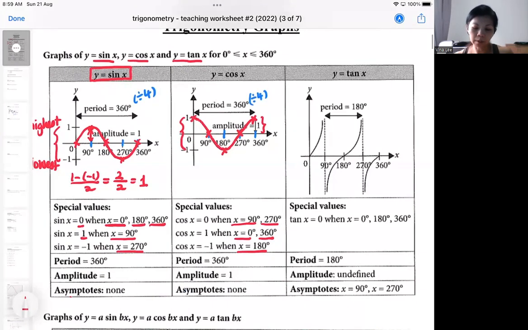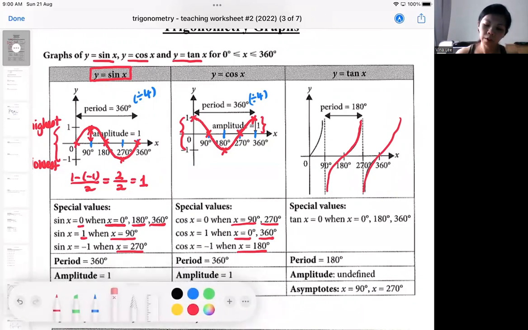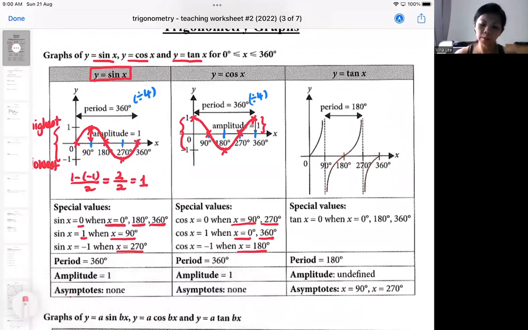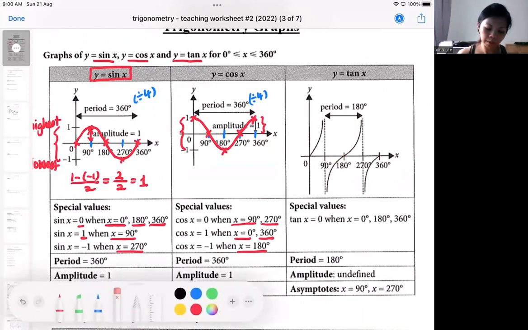Okay, and then the tangent graph is usually the more confusing one. The period is 180. So by right, this one is how a full wave looks like. So you will keep on doing this. So that is a tangent graph. Okay, the feature, there are some special values that are not given here.